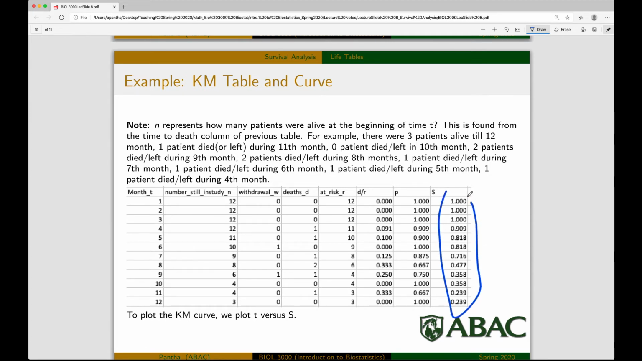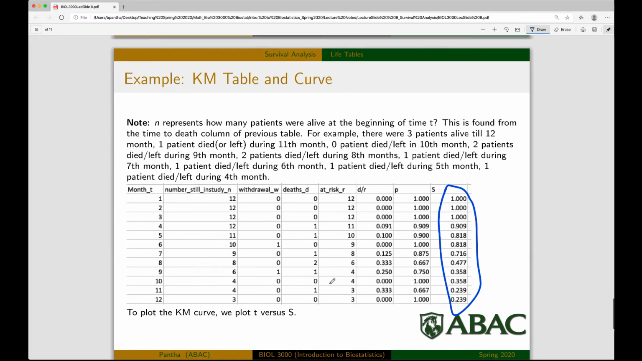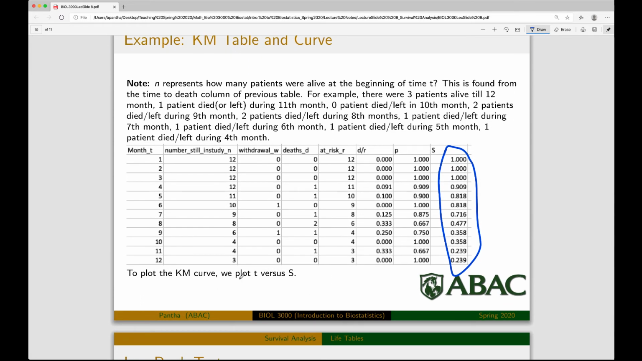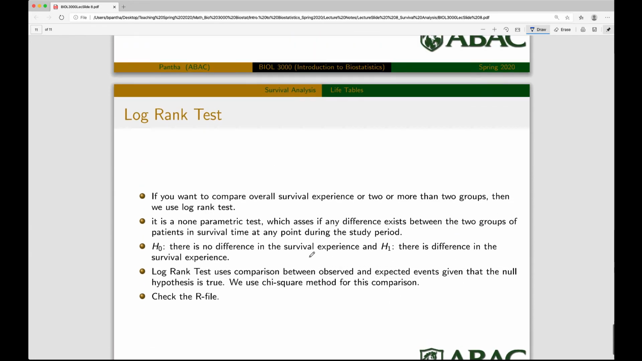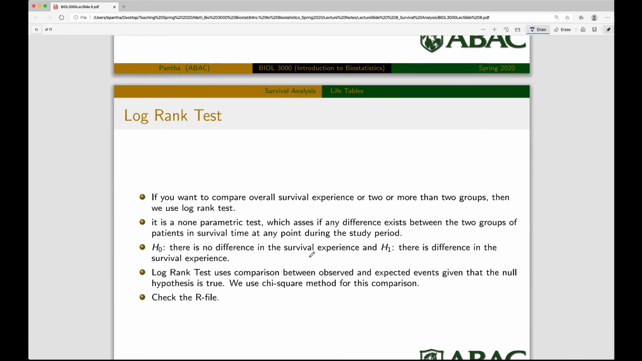This is the important thing. This will be plotted in the graph. To plot the KM curve, we plot T versus S. We plot T versus the S. So the last slide is the Logrank test. We'll do all these things in R.